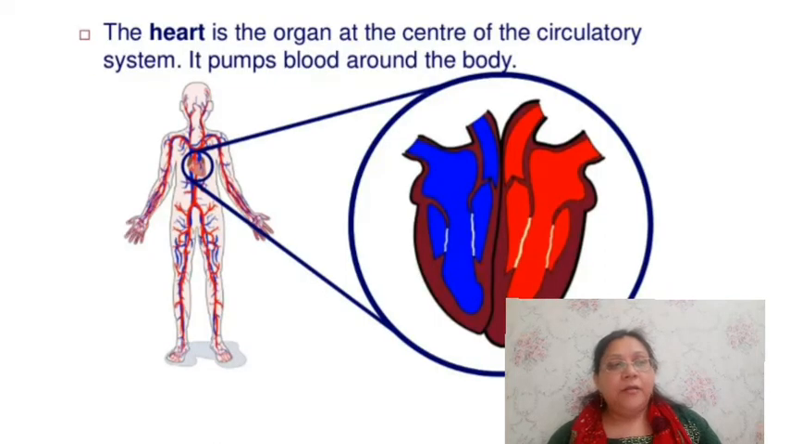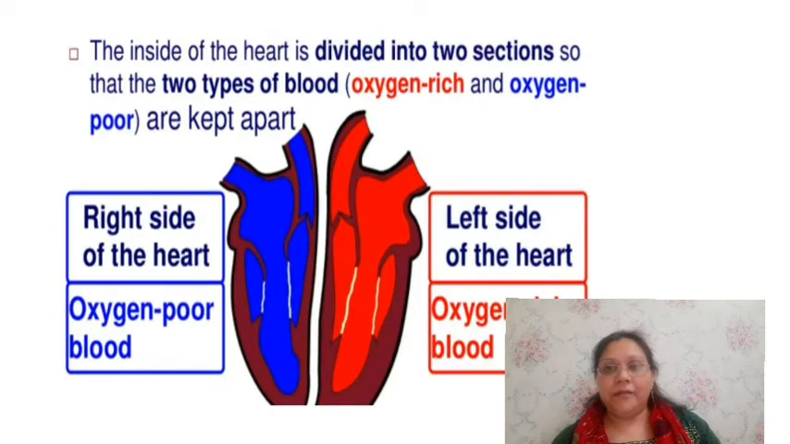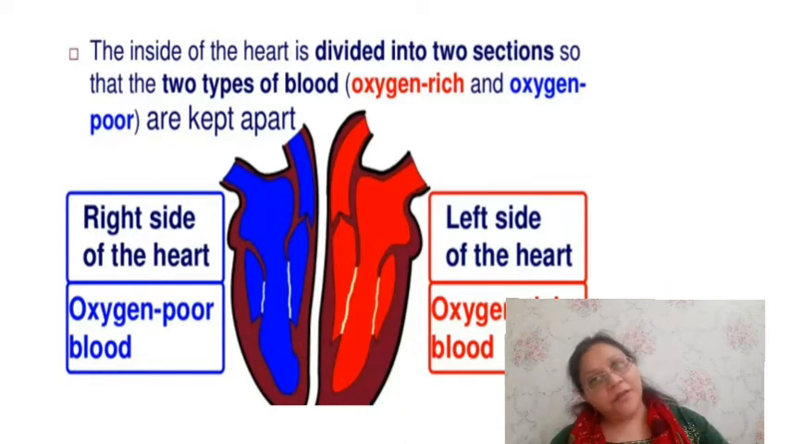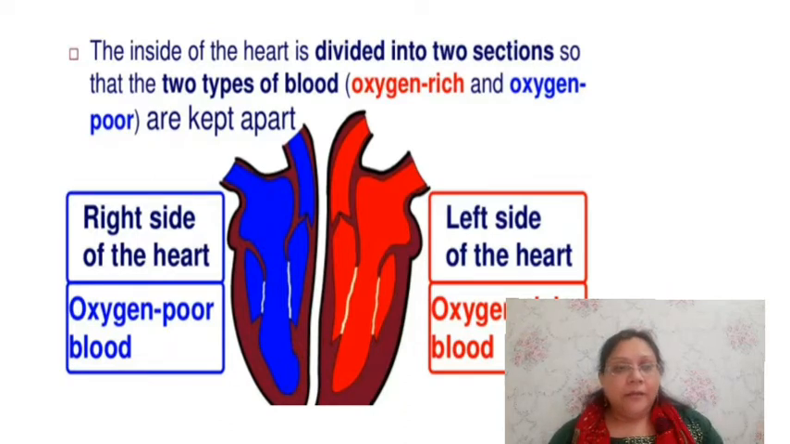Now let us understand about the main organ, that is the heart. Our heart is the main circulatory organ of our body. It is situated in the thoracic cavity in between the lungs. Our heart is divided into two parts, the right side and the left side. The right side carries the impure blood and the left side carries the pure blood. The impure blood is oxygen deficient blood, and pure blood is oxygen rich blood.